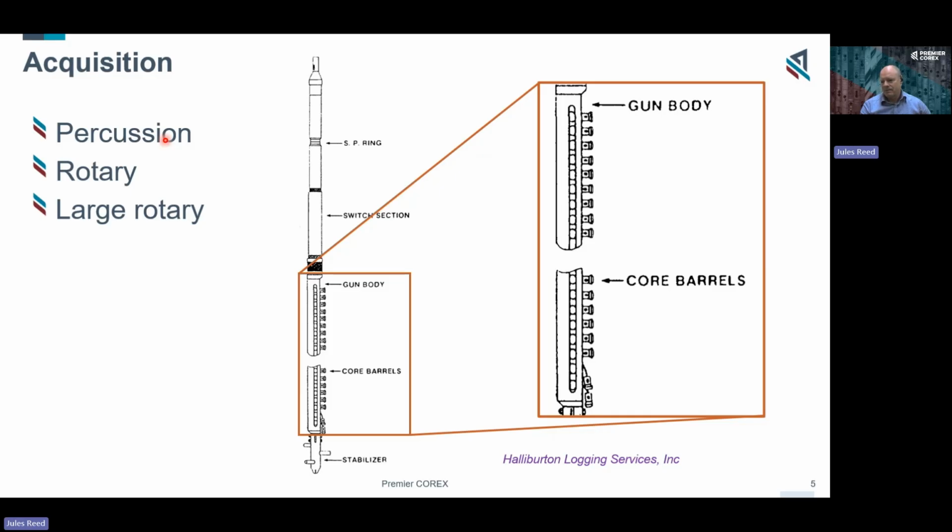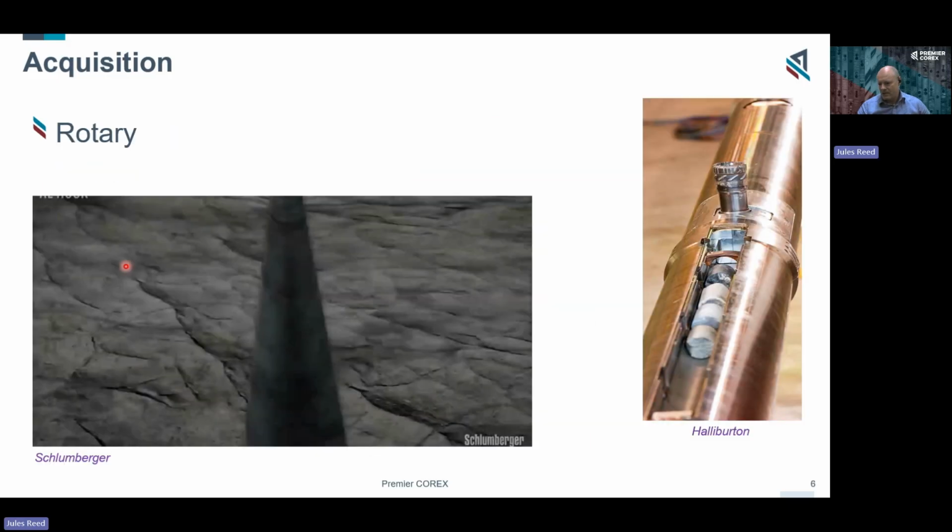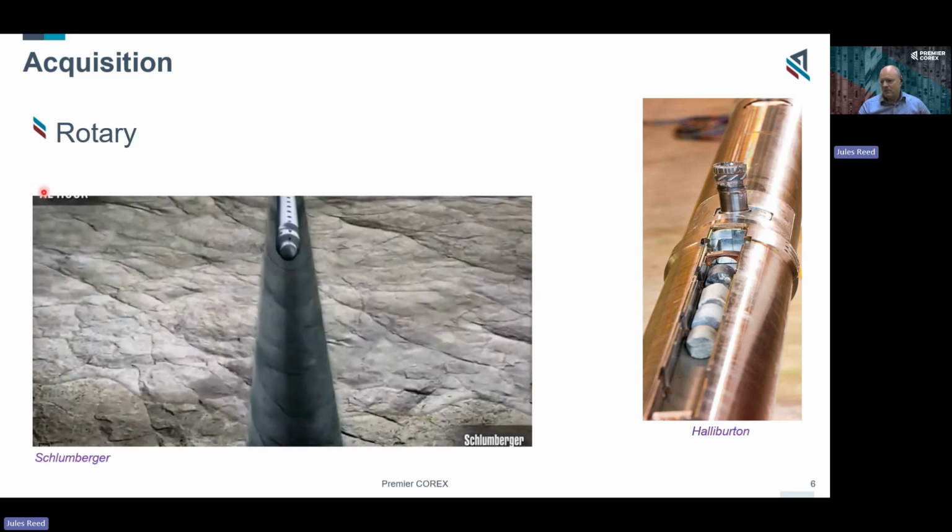So that's percussion. But then as technology improved and we were able to put rotary systems downhole, the process moved into rotary. And I've got a video here that came from Schlumberger showing you the rotary sidewall system.